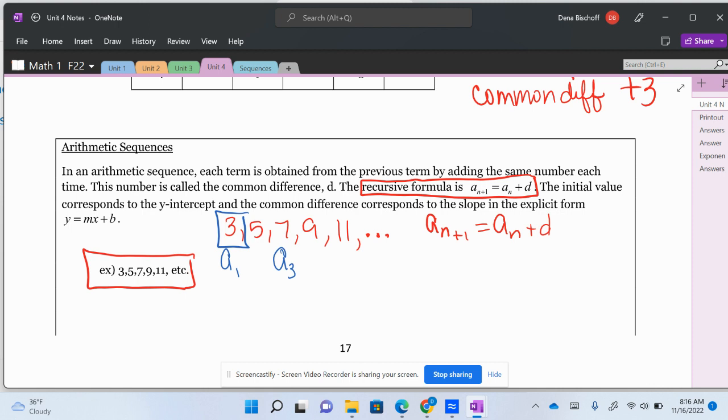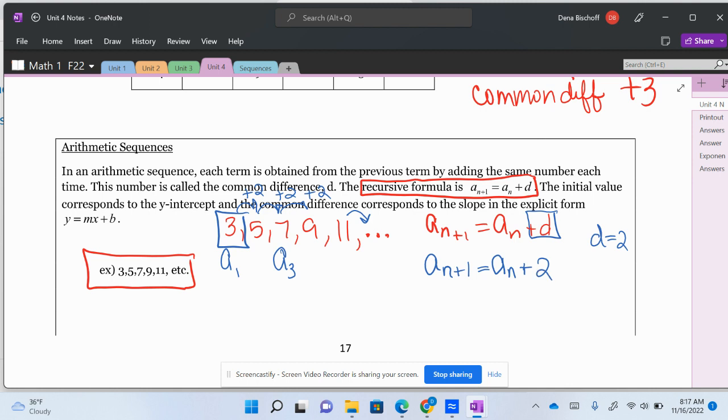Okay. So let's say that I wanted to find the term that comes next. I wanted to see what came after the 11. Well, the first thing that I need to do is figure out what that addition or subtraction factor is in between each term. So it looks to me like I'm adding 2 each time, right? Do you guys see that? So my common difference, or d, equals 2. So the recursive formula is a sub n plus 1 equals a sub n plus 2.